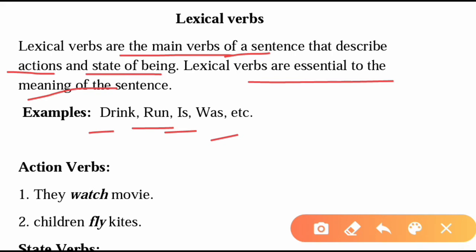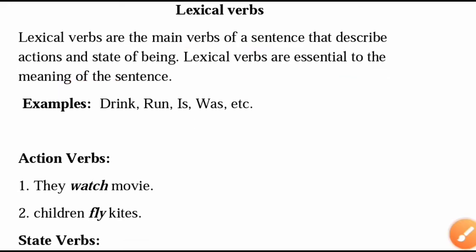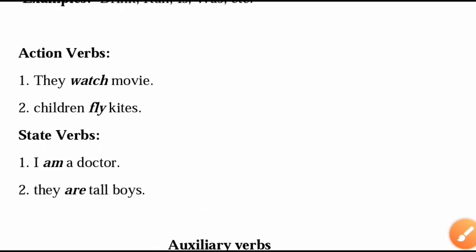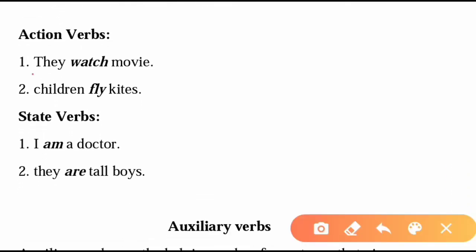So now we have studied the lexical verbs could be action or it could be state verbs. So now let's talk about how the action verbs and the state verbs are used as lexical verbs. Let's talk about the action verbs. Now you can see, they watch movie. So in this sentence, watch is a lexical verb because it is an action verb. As we have discussed, all the action verbs are lexical verbs. So this is the main verb in a sentence.